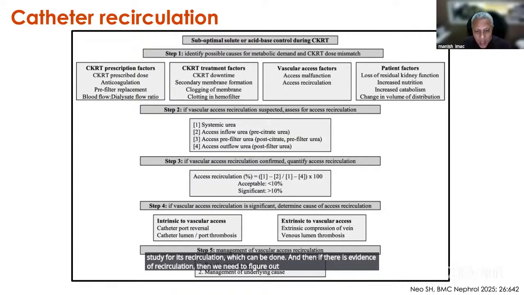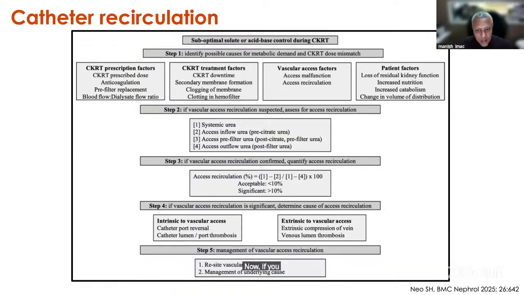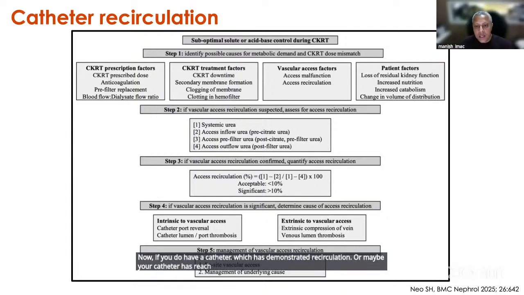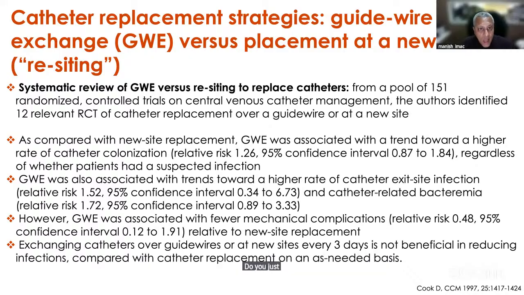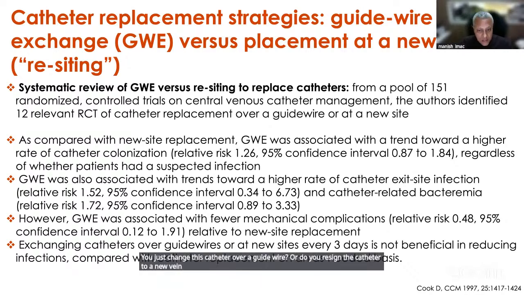And then if there is evidence of recirculation, then we need to figure out what the cause is. Now, if you have a catheter which has demonstrated recirculation, or maybe your catheter has reached a certain time point where you think you're going to schedule a change of catheter, or you need to change the catheter because of catheter dysfunction, what do you do? Do you just change this catheter over a guide wire, or do you resite the catheter to a new vein with a new catheter?